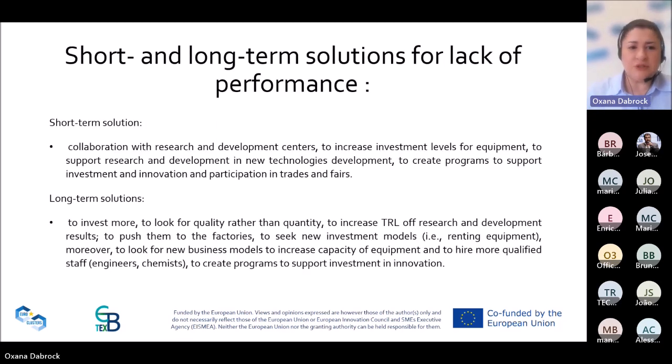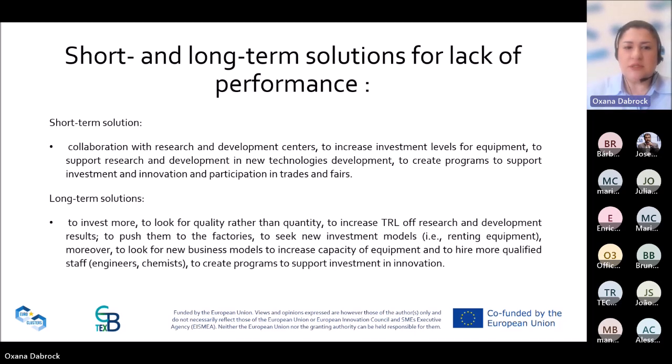For the mitigation of the lack of performance, as a short-term solution, there is a need of collaboration with research and development centers, doing investment levels for equipment to support research and development in new technologies development, to create programs to support investment and innovation, and participation in trades and fairs.